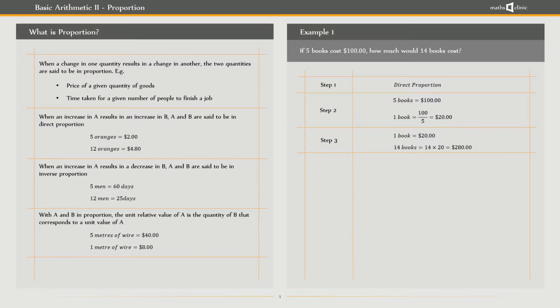First of all, you identify what kind of proportion you're dealing with, and then you go ahead and find the unit relative value. And once you have that, you know the corresponding value of one quantity of A, and then you can go ahead and solve step 3 and you end up with your final answer. Okay, let's do another example.